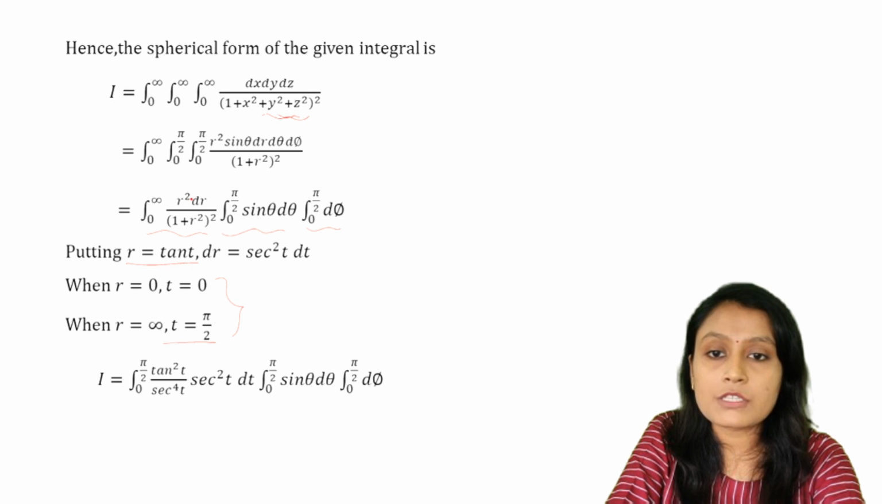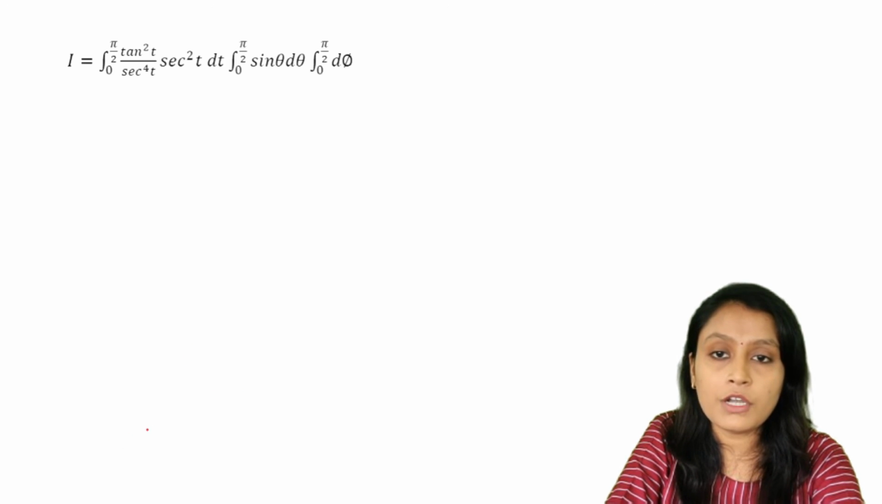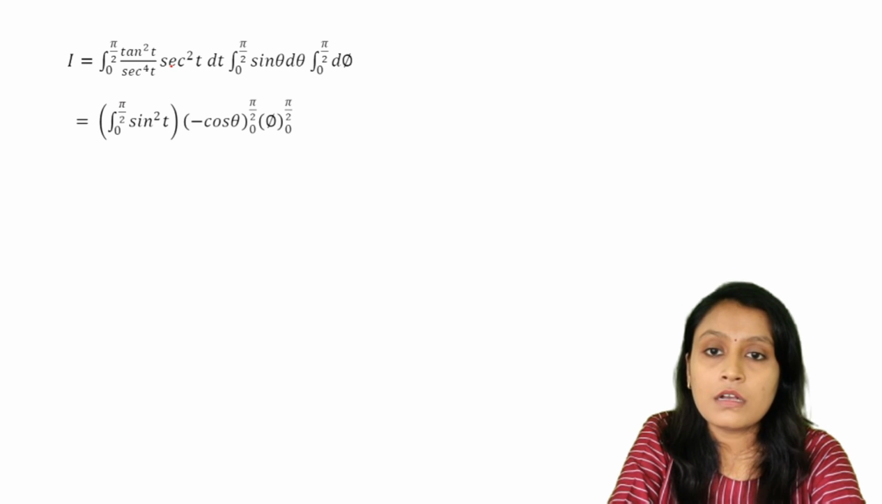Now in place of r square we write tan square t. And in (1 plus r square) whole square, 1 plus tan square is sec square, so you will get sec raised to 4 t. In place of dr we write sec square t dt. So the sec square t will get cancelled. Converting everything into sine and cos, you will get sine square t.